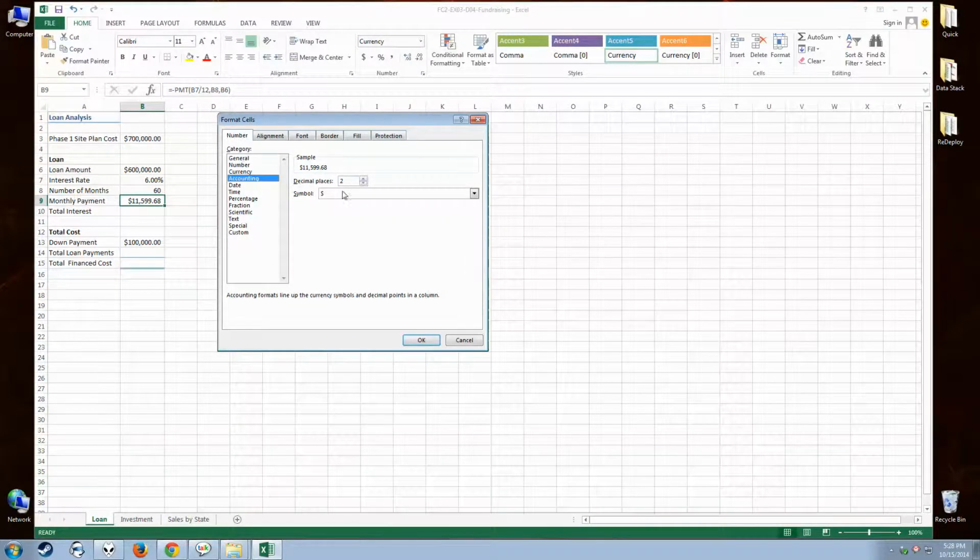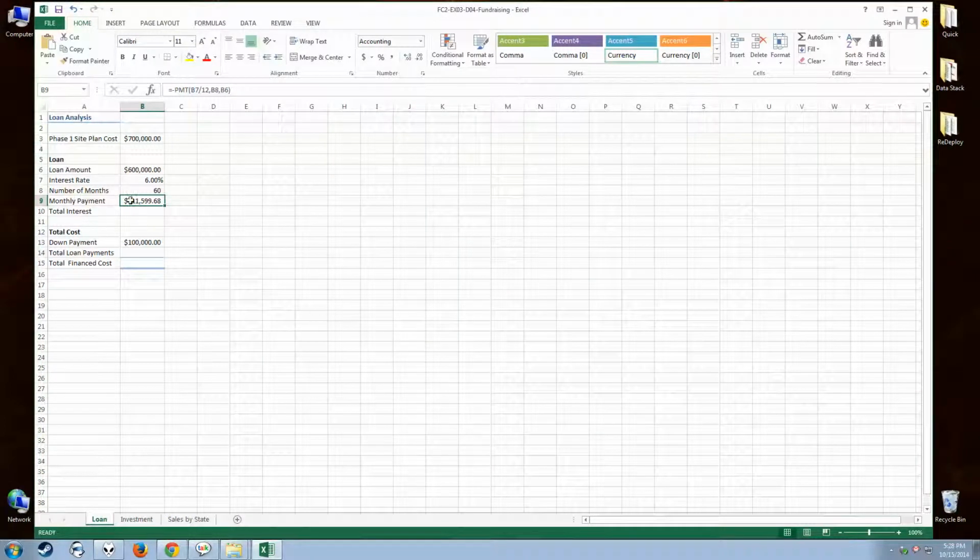Click Accounting. 2 decimal places is the default. Click OK. In this case, all I did was move the $ sign over, so not a huge deal. But let's try to keep things proper and keep the payments in accounting format. Then we're going to want a little bit more information here.